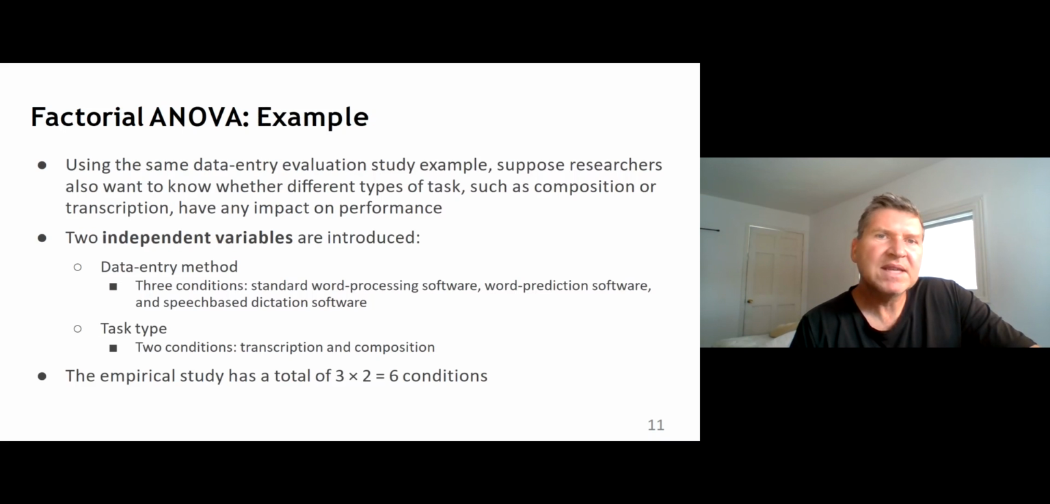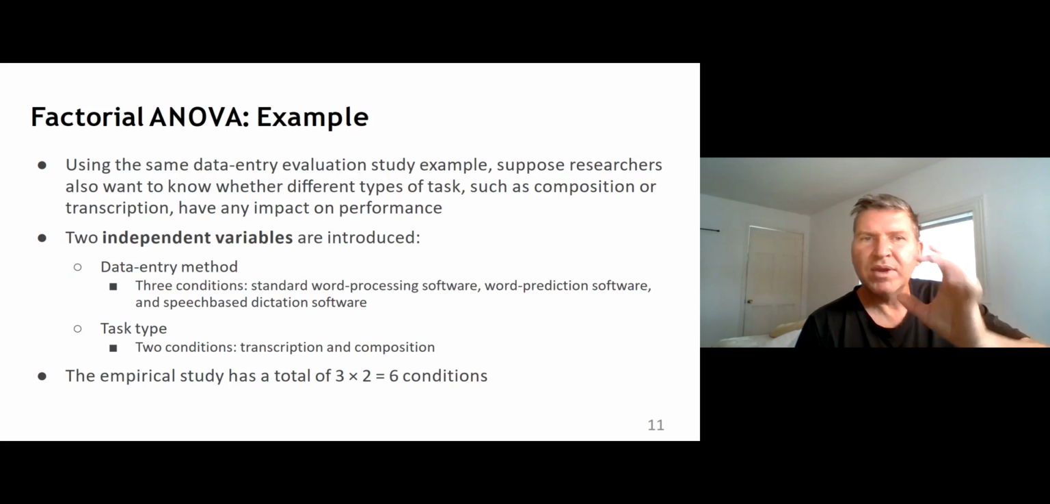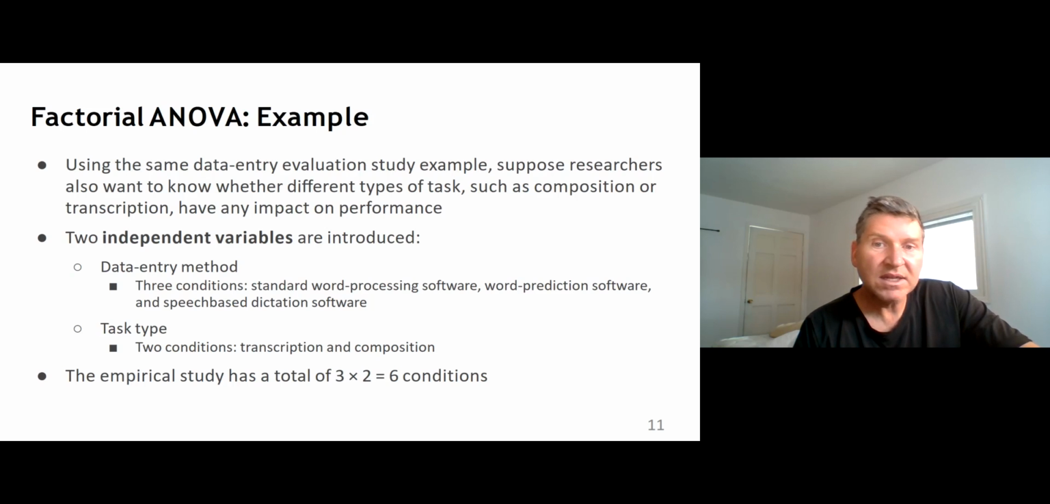So if we use the same evaluation study, let's just add something to it. Let's say in addition to the different software, we also want to know whether the different types of tasks, such as composition or transcription, have an effect on performance as well. Not only are we looking at 3 different types of data entry, but we're also looking at 2 different types of tasks. So we have a total of 6 conditions.